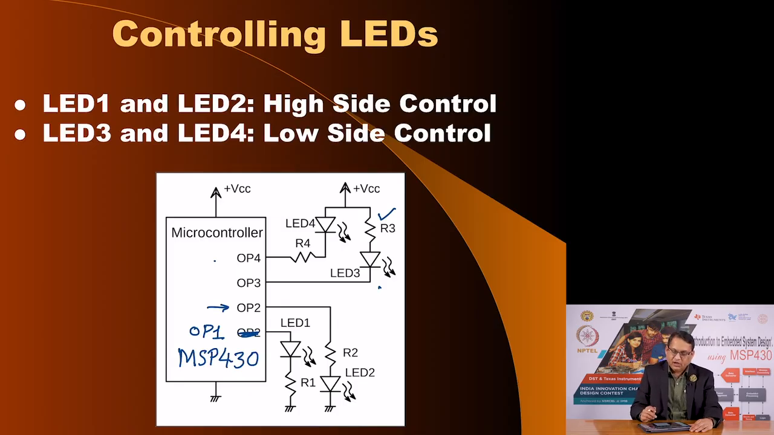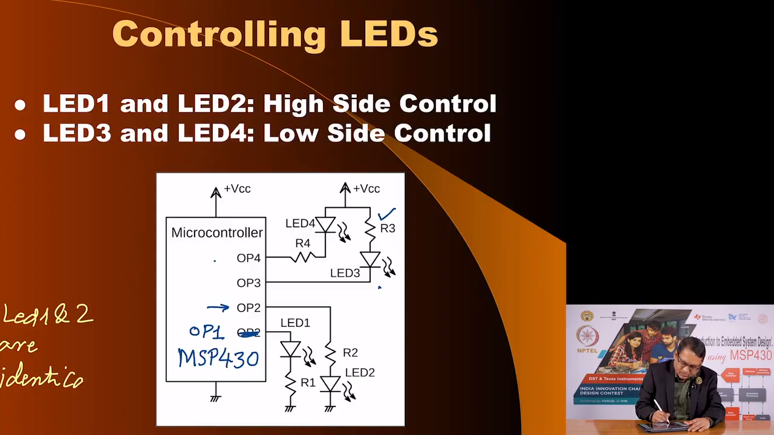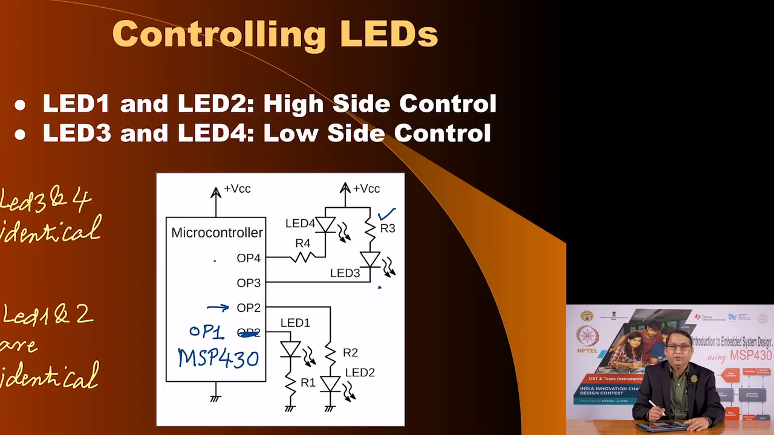Now the question is, how different are they? Are they all the same or are they very different? Well, the answer is that LED 1 and LED 2 are identical in connection, and LED 3 and 4 are identical too, and they are different from LED 1 and 2.